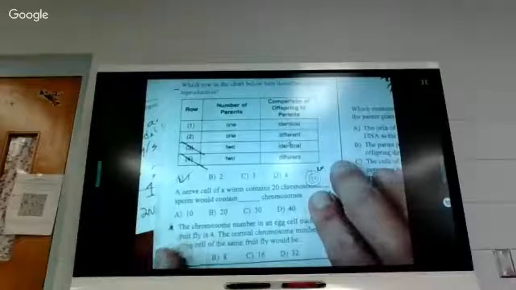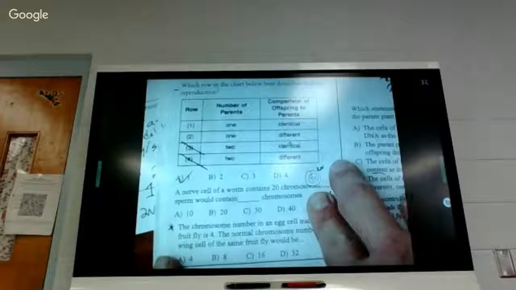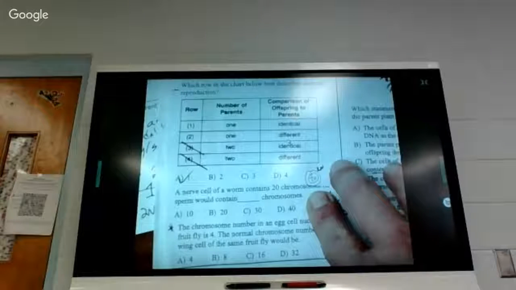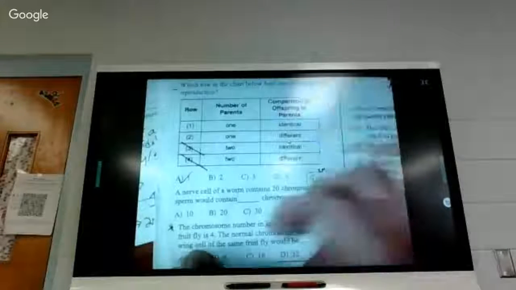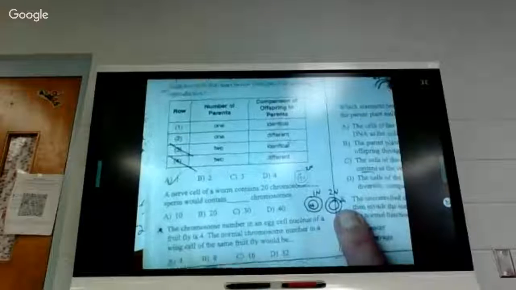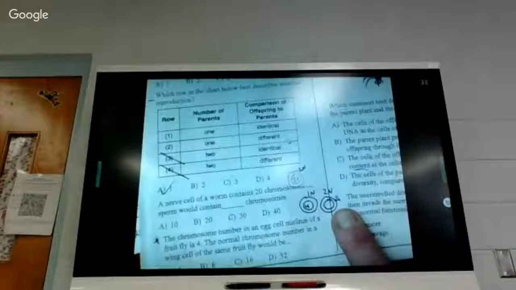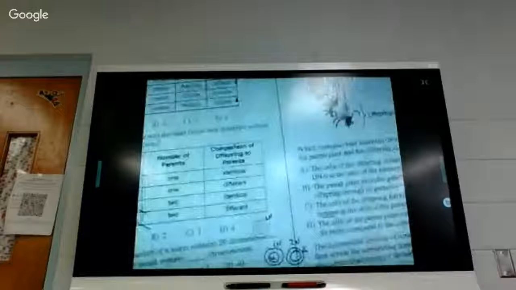So an egg cell has 4. Okay, so egg cells have half the number, right? So a normal chromosome number of a winged cell, which is their body, would have how many? Double, which is 8. Yeah. Does everybody see how we did that? Okay. All right. How about number 6?